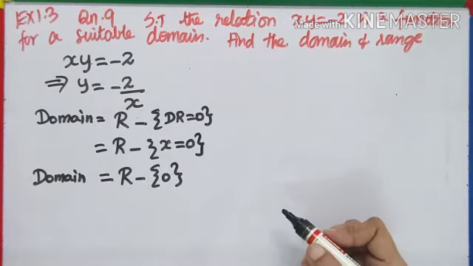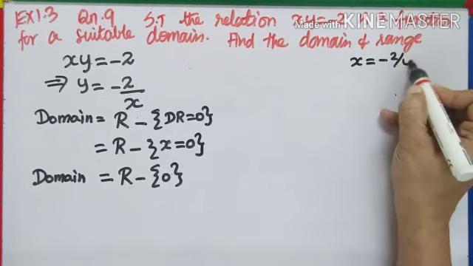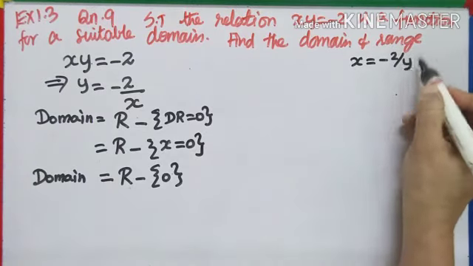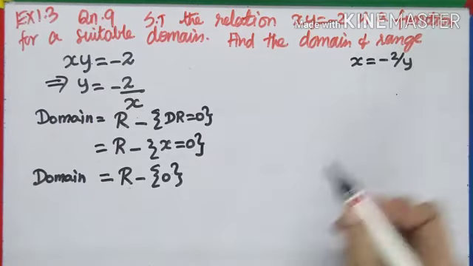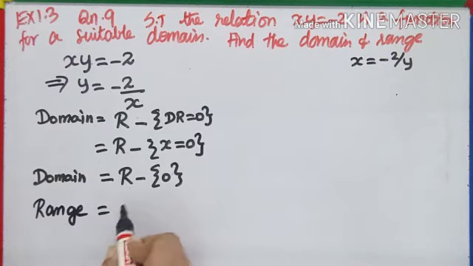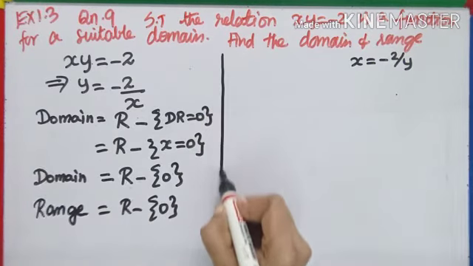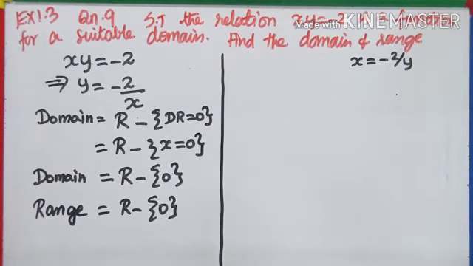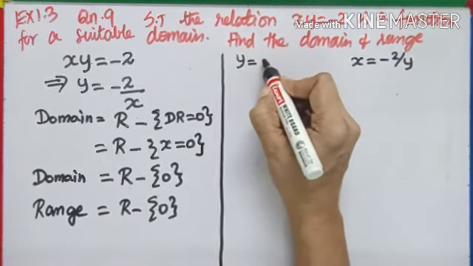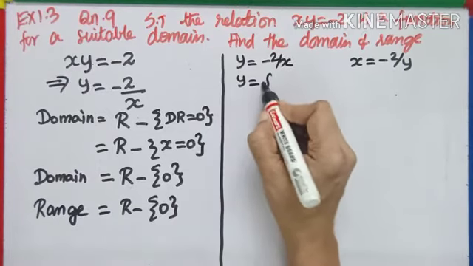From here, if I write what is x? X will be minus 2 by y. So y also should not become 0. So the range is also R minus 0. I can also declare the function is 1, 1. See, y is equal to minus 2 by x. That is y equal to f of x.